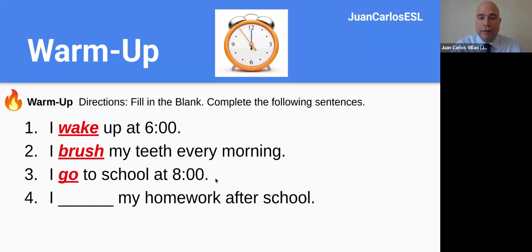Se refiere a las 8 de la mañana o las 8 de la tarde, depende, no todos en el mismo horario. Usualmente los estudiantes de la secundaria o la primaria es en la mañana, las 8 de la mañana que comienza. All right, so that's number 3. I go to school at 8 o'clock. Number 4, I blank my homework after school.